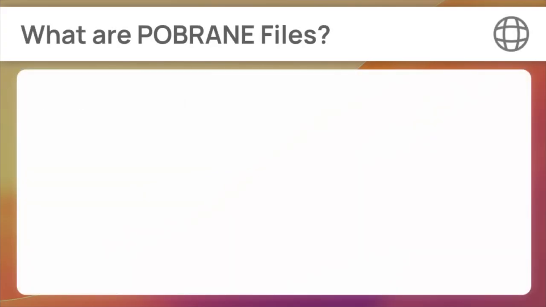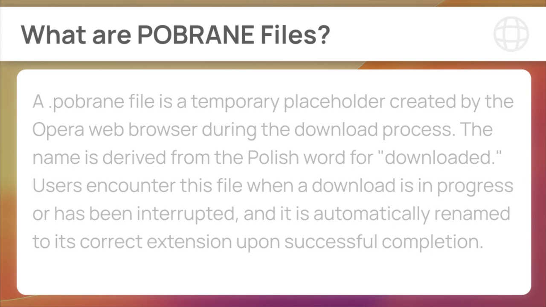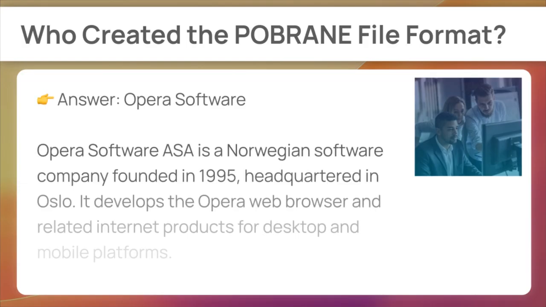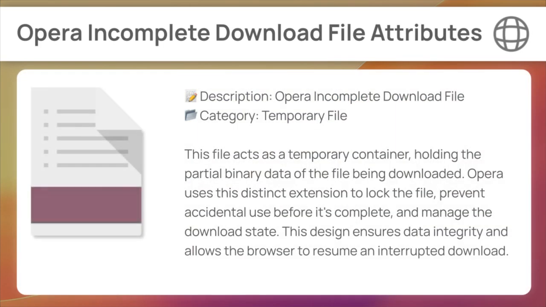A POBRANE file is a temporary placeholder created by the Opera web browser during the download process. The name is derived from the Polish word for downloaded. Users encounter this file when a download is in progress or has been interrupted, and it is automatically renamed to its correct extension upon successful completion. This file acts as a temporary container, holding the partial binary data of the file being downloaded.